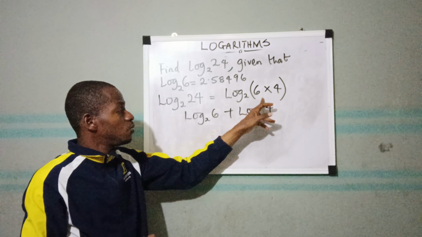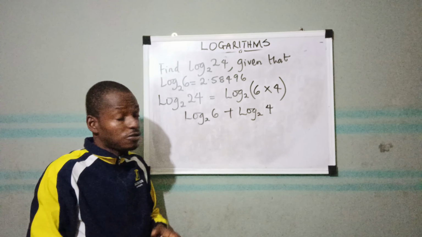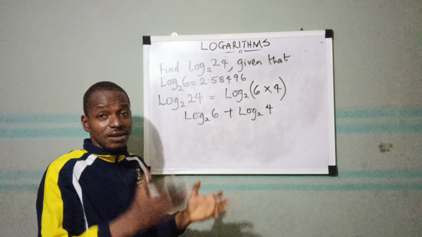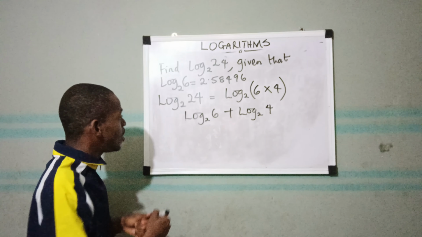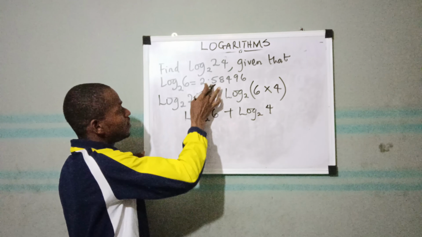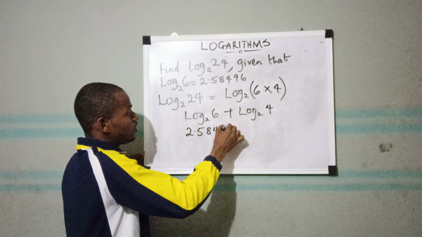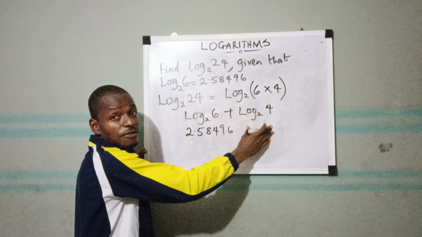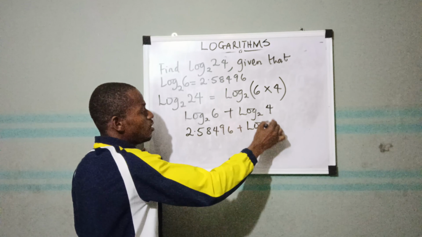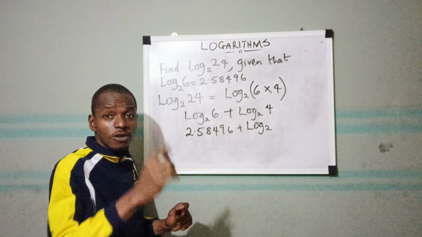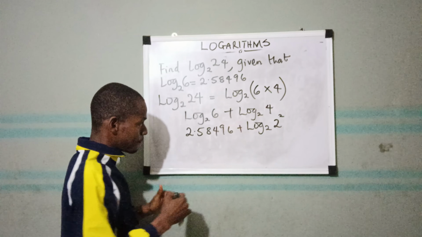When you have two numbers multiplying, it's the same thing as adding their logarithms to the same base. Now log 6 we already have, it is 2.58496. Now let's simplify this. This becomes plus log 4 base 2. 4 can be written as 2 raised to the power of 2.